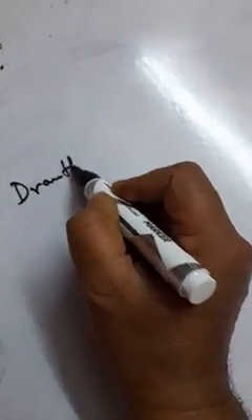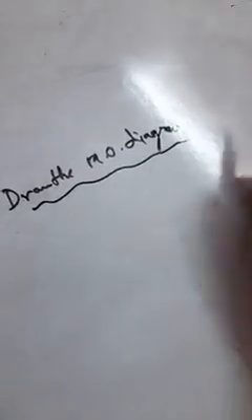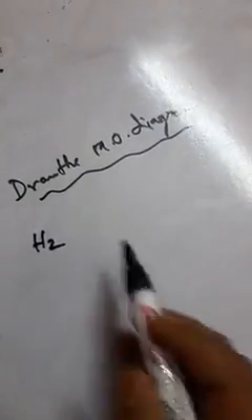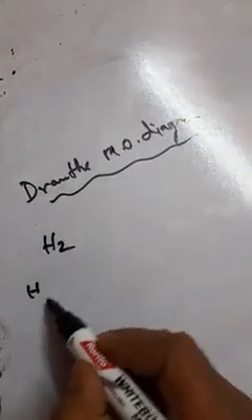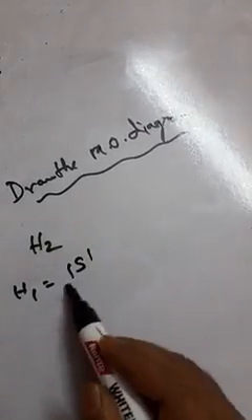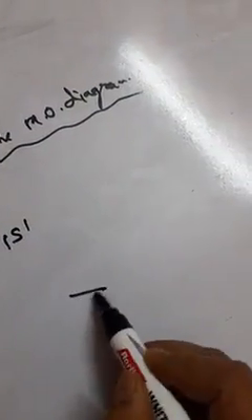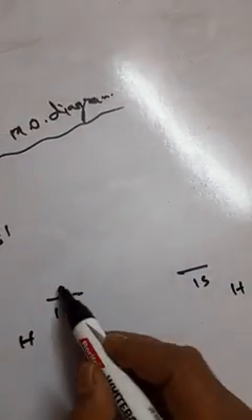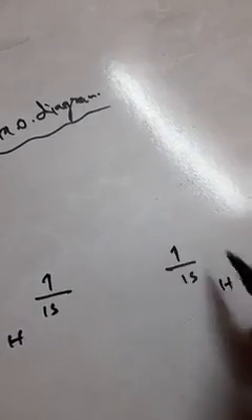Let's see now how to draw the molecular orbital diagram. We are seeing about H2, the hydrogen molecule. Hydrogen is 1, so it contains only one 1s. So this is 1s, this is another 1s. This is one hydrogen atom, this is another hydrogen atom.